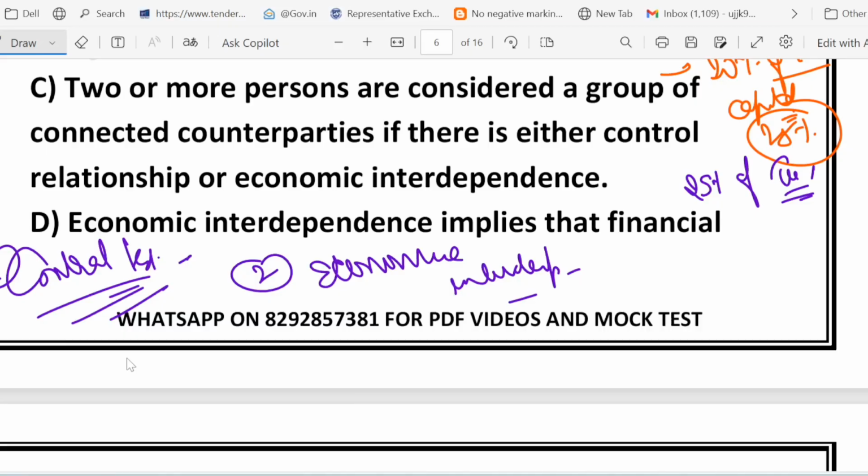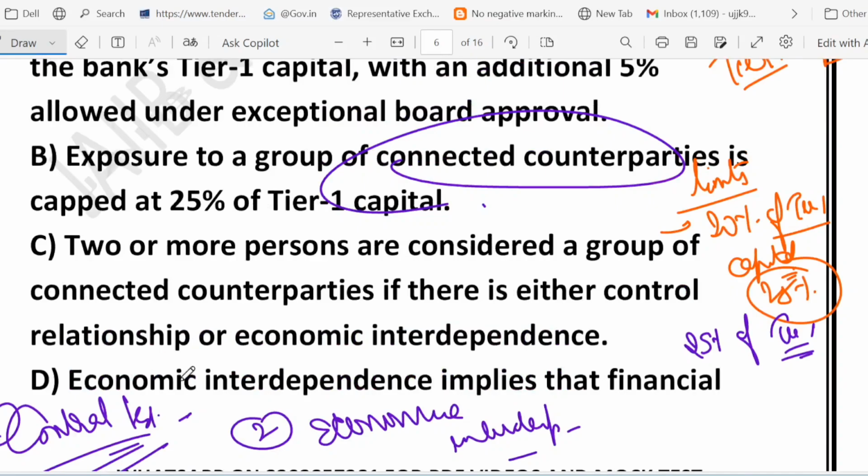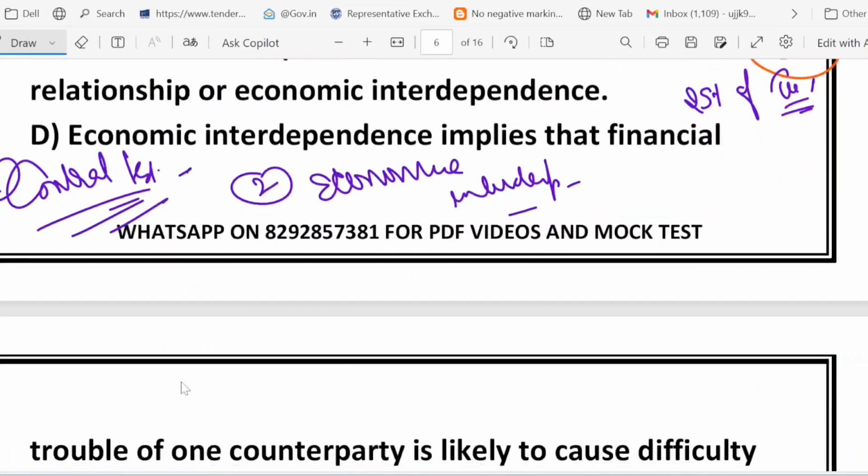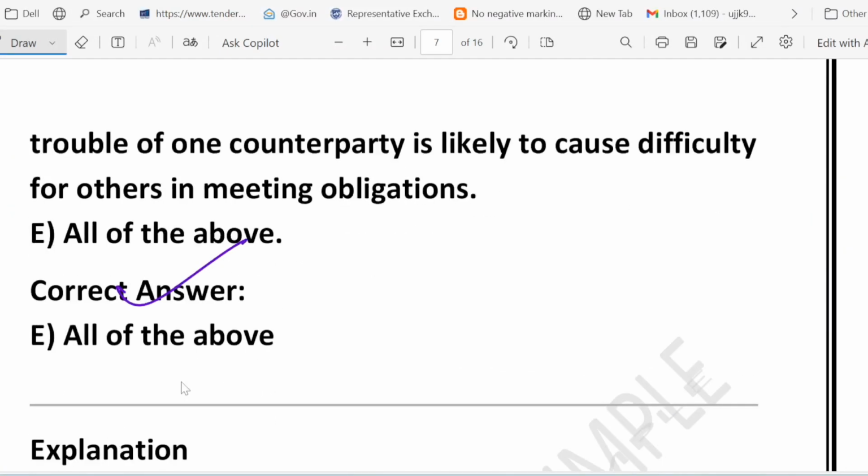So now think about it. Which option do you think is correct? Obviously option A is also correct because it says 20% of the bank's tier 1 capital with an additional provision of 5%. Yes, 25% is there. So remember the limit. The answer to this question is option E, all of the above.